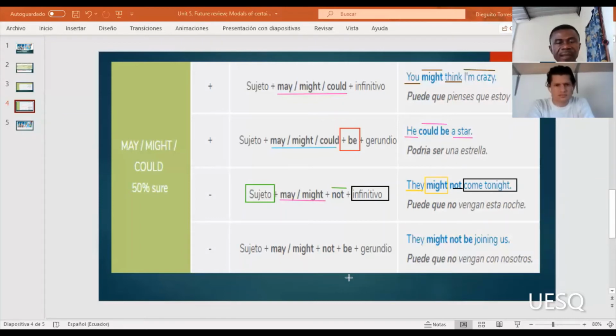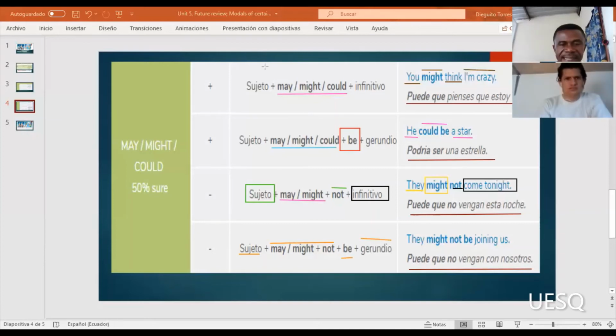Let's look at the other example with a negative. Still using may, might, and not, plus be. So subject, may, might, plus not, plus be, and the gerund. Okay. So let's see how it works with the examples. The third column: they might not be joining us. Okay, they might not be joining us.